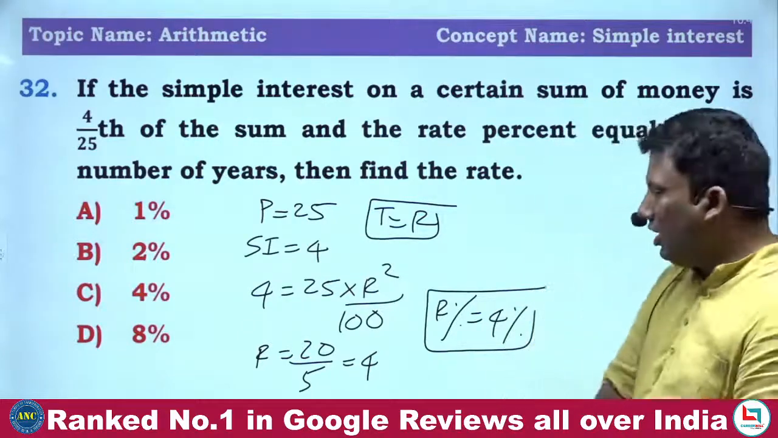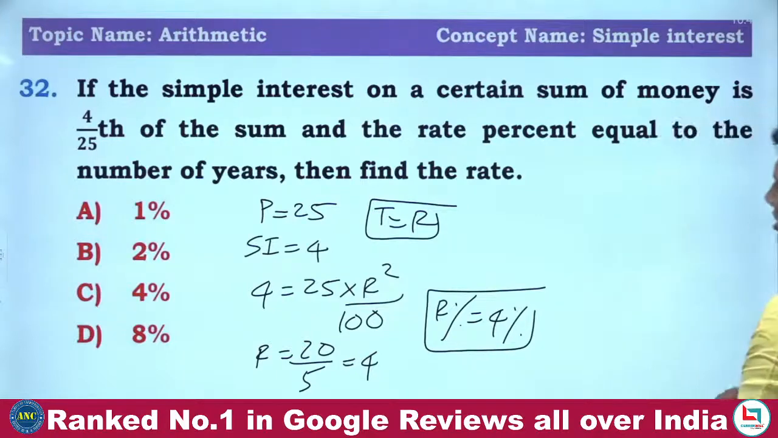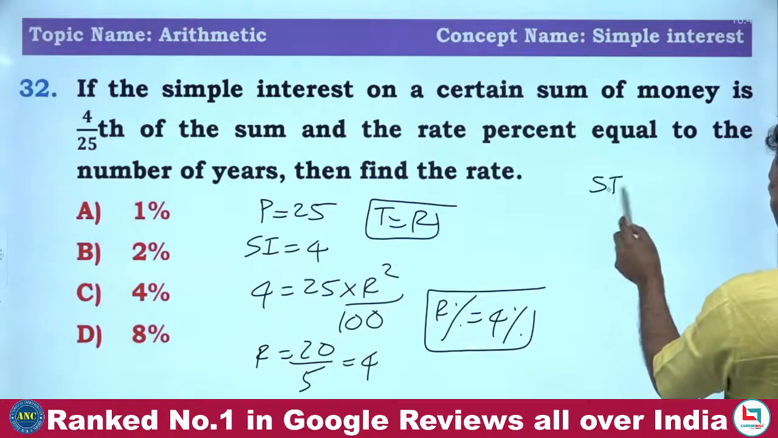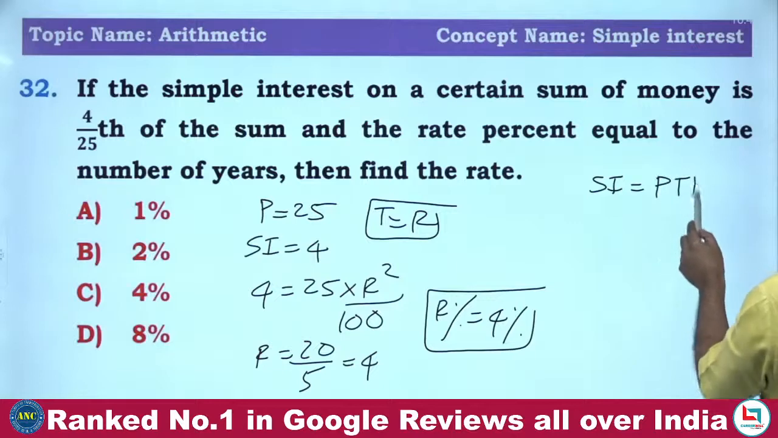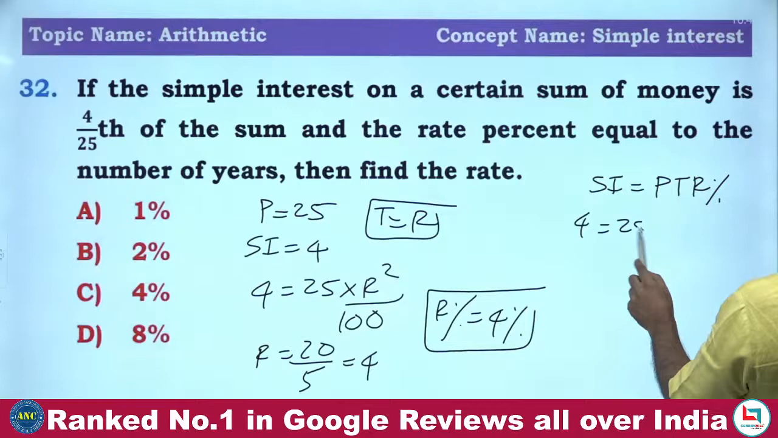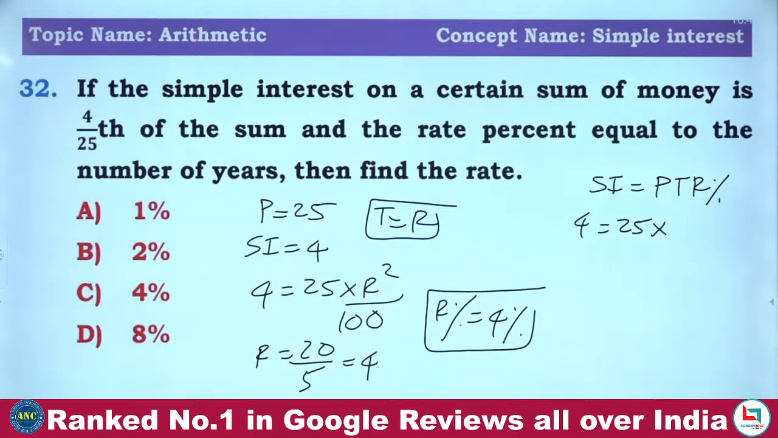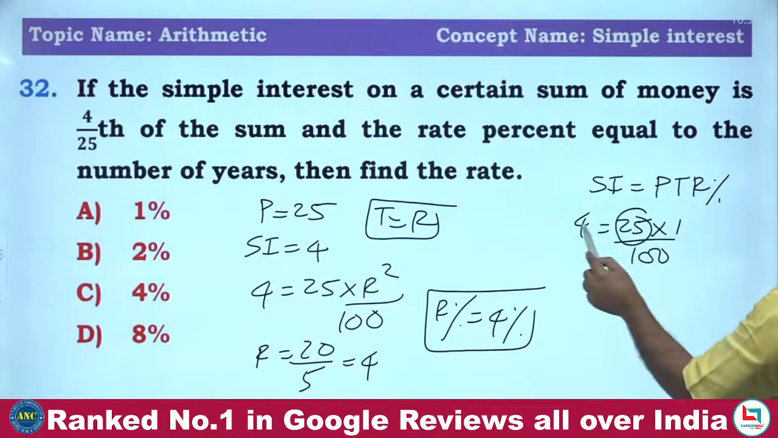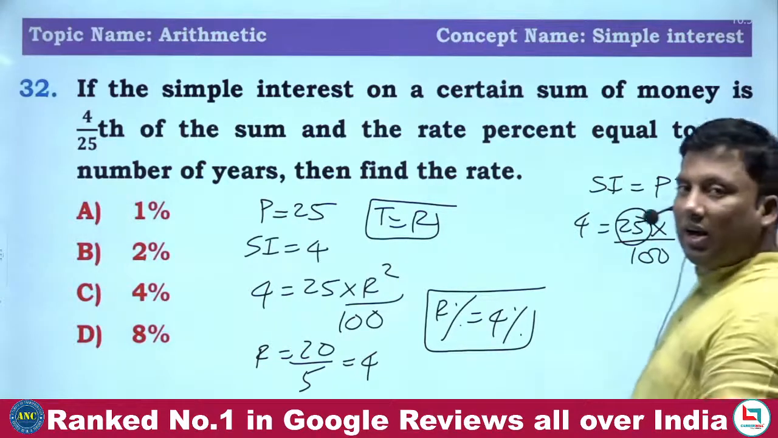See, what you can do is you can always go by the digital sum, sir. Simple interest is equivalent to PTR percentage. 4 is equivalent to 25 into... If I take the first option, 1 and 1, 1 by 100, 25, the digital sum is 7. Is the 7 equivalent to 4?